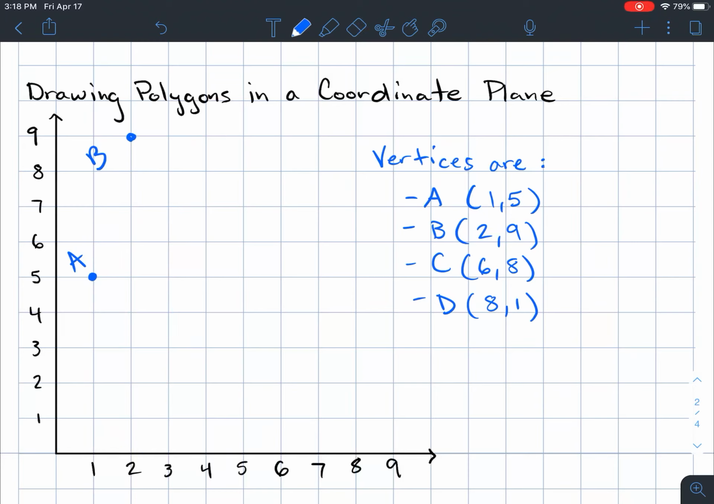Point C is at 6 over, so we go 6 over and 8 up. So we go up to 8. This is point C. And lastly, point D. Point D is at 8 over and 1 up. This is point D. And all we're going to do is connect the dots. And we have kind of a kite-looking shape. But we've all done this before.